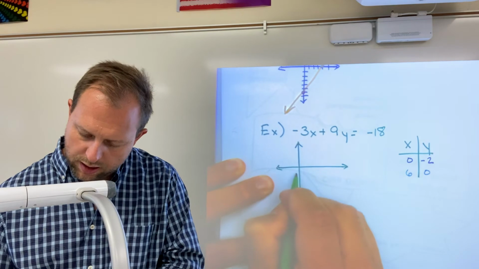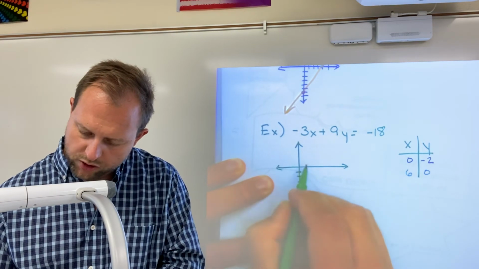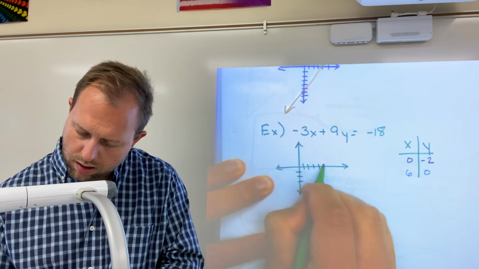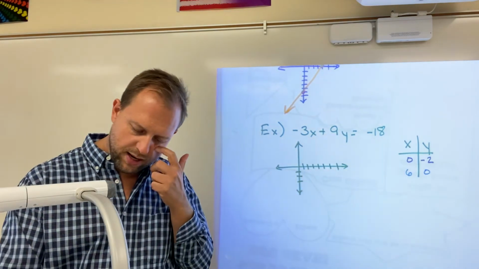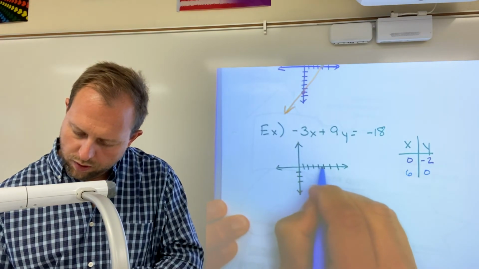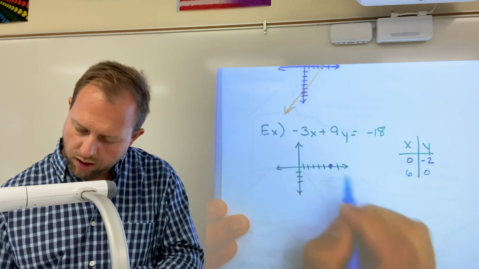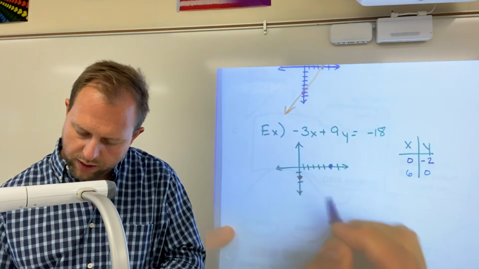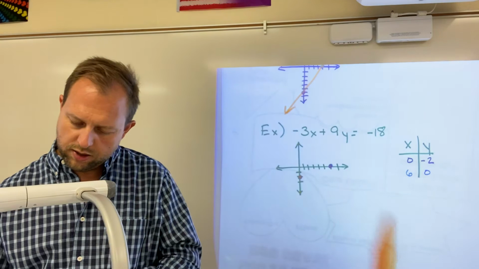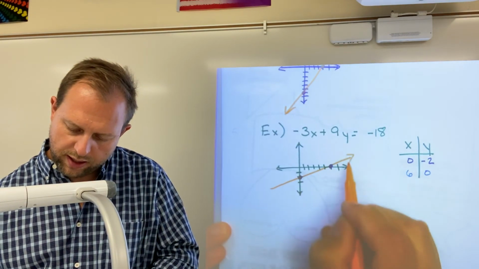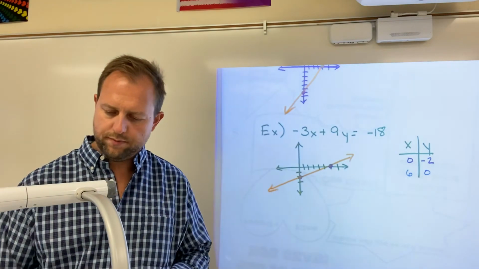We're going to need this -2 on the y and 6 on the x. 2, 3, 4, 6, 0 is right here. 0, -2 is down here. And so the line connecting the 2 points.